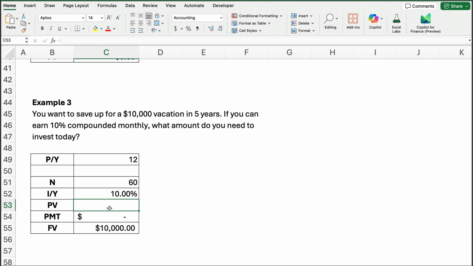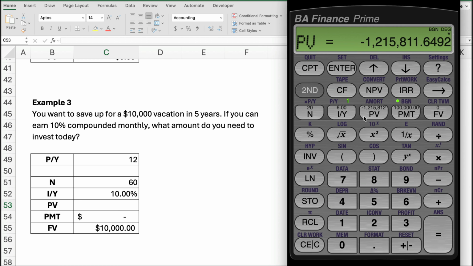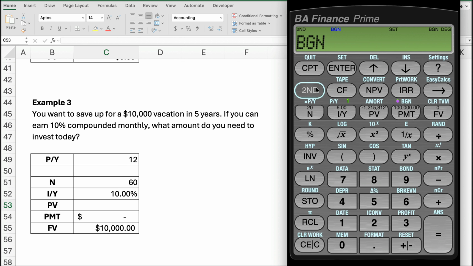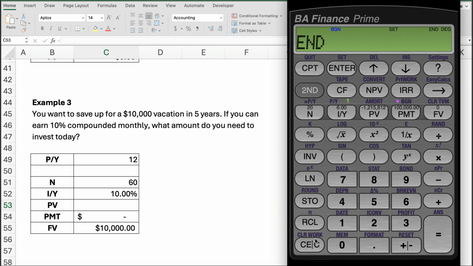All right, so what's our calculation? Now, one thing that happens is we're in beginning mode. We have to take it off of beginning mode. So second function, beginning. It's in beginning mode, and we need to do set. So second function set takes it off beginning mode because that'll throw us off. Most calculations, we assume ending payments happen at the end of the period.